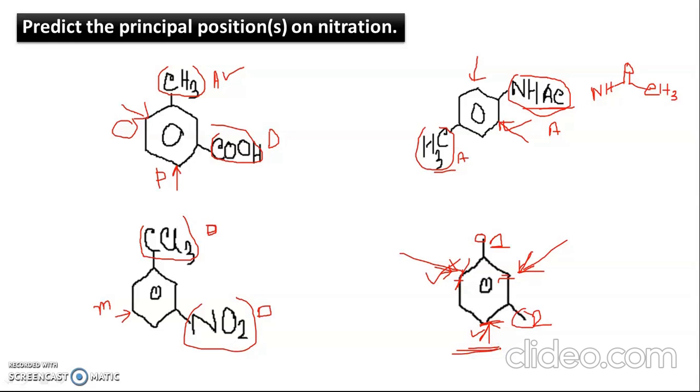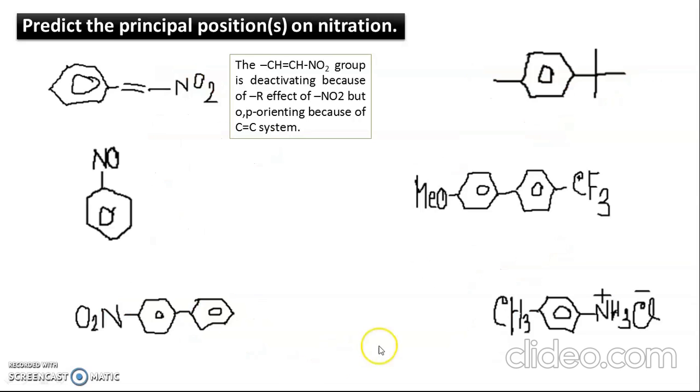Okay, so in all these compounds, there are two groups and we have compared each group and seen which one is overcoming which one. In the next slide you will see that mostly there is a single substituent, and also there is a biphenyl system.